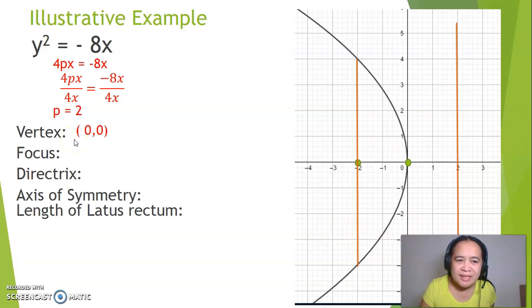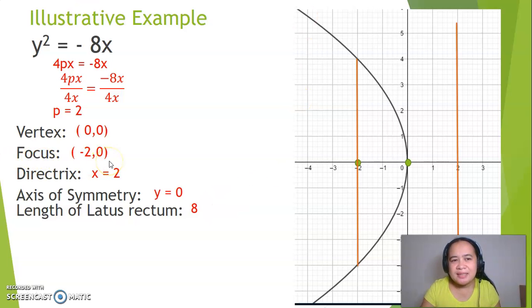So with this, the vertex is (0, 0). The focus is located at (-2, 0). The directrix is x equals 2. The axis of symmetry is y equals 0. And of course, the length of the latus rectum is 8.